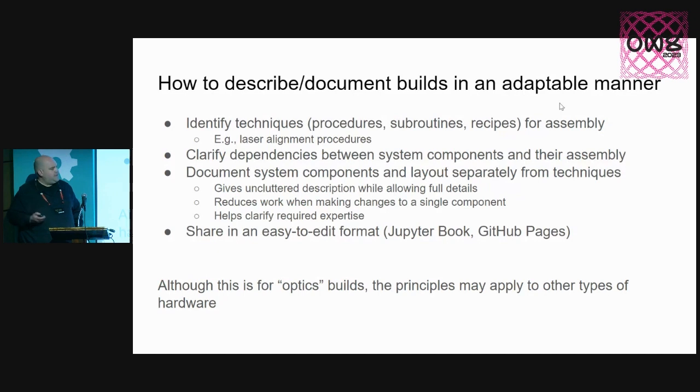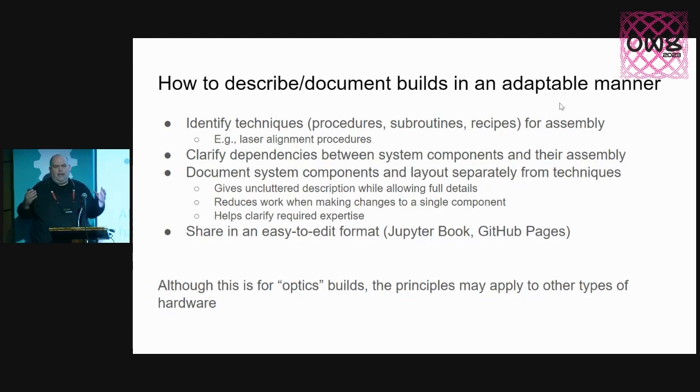And that's true of a lot of other fields, right? Where you expect some existing expertise. Just because you're so focused on your own field, you forget people newly coming in. And then how do you clarify dependencies between system components and their assembly? How do you document the process? And how do you try to clarify what is needed, where it's needed, and how to reduce the work when you make a change? So if I made a change to the recipe, I substituted eggs for egg substitute, making that clear. And then how do you share it in an easy edit format? We're proposing Drupal Notebook and GitHub Pages. We're open to other suggestions, but that's our active work now. And although we're focusing on optics, we suspect this is applicable to many other fields, right?